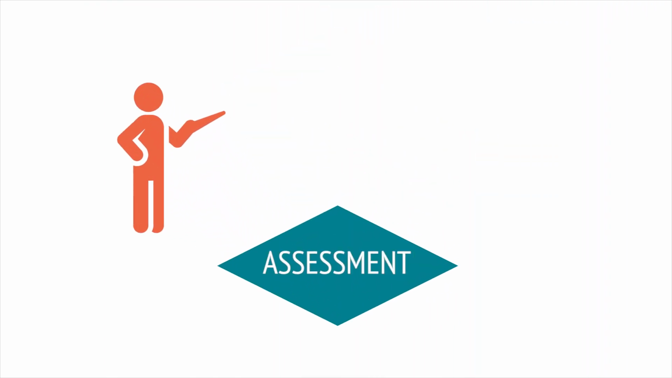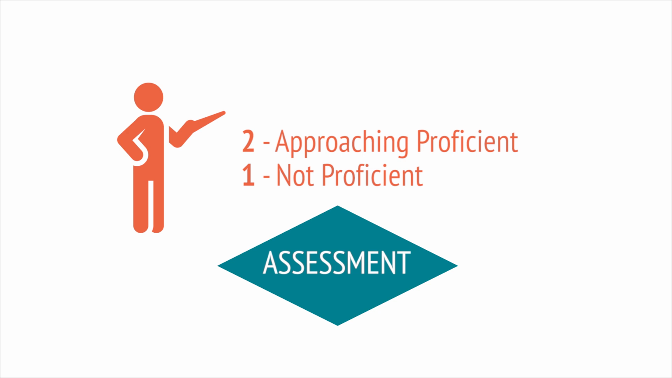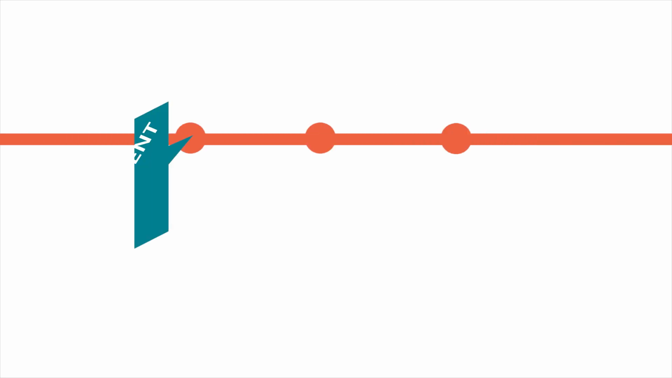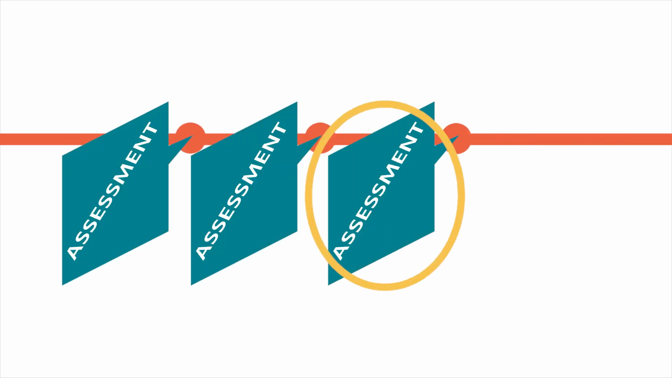Throughout the school year, teachers enter scores for assessments related to a particular standard. 1 indicates not proficient in the standard, 2 means approaching proficient, 3 indicates proficiency in that standard, and 4 indicates highly proficient. The most recent score on a learning assessment determines the proficiency score for the standard.